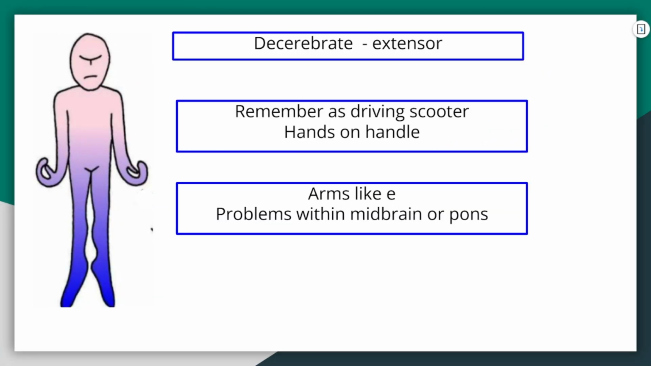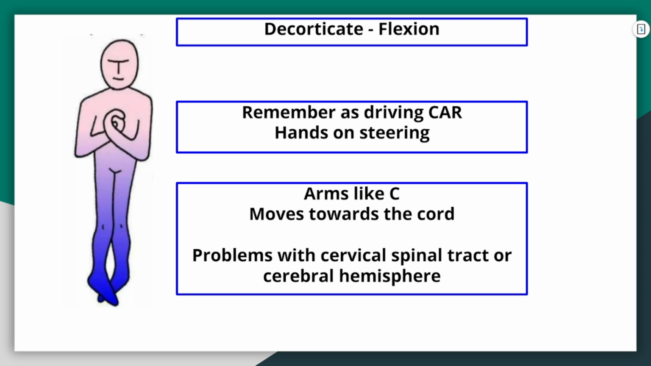To remember decerebrate versus decorticate rigidity, there is a very easy mnemonic. To know the mnemonic, please watch the video till the end.